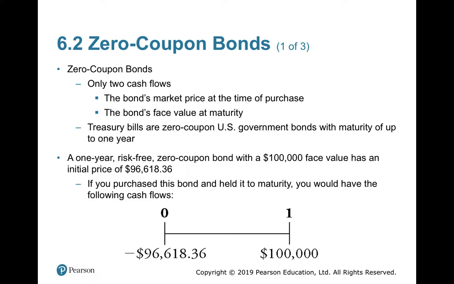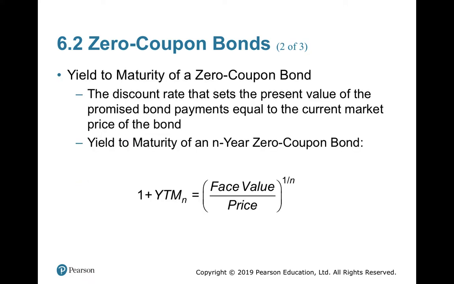A 1 year risk-free zero coupon bond of 100,000 is issued at 96,618.36 right now. The bondholder will pay this to buy this bond and wait till 1 year. Once 1 year finishes, the company, or if it is a treasury bill, the government, will pay the 100,000 to the bondholder at maturity. So it is only two cash flows, one at the beginning, one at the end. Very simple.